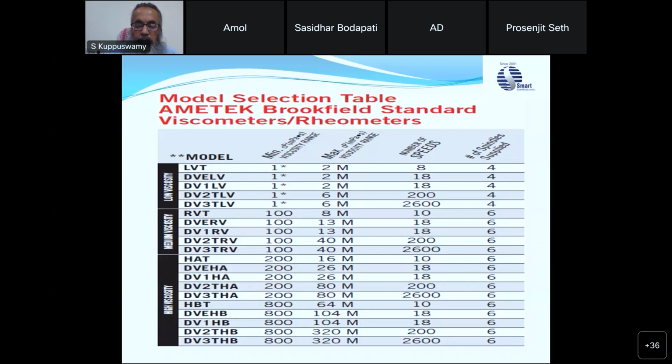Likewise, the medium viscosity is defined as RV in Brookfield. Low viscosity instruments are defined as LV. In these RV models, the viscosity measurement range starts from 100 cp to 40 million cp with different spindles. Again, in high viscosity instruments, the range starts from 200 cp up to 320 million cp with different adjustable speeds. And from RV to HB models, RV onwards, 6 standard spindles are supplied.